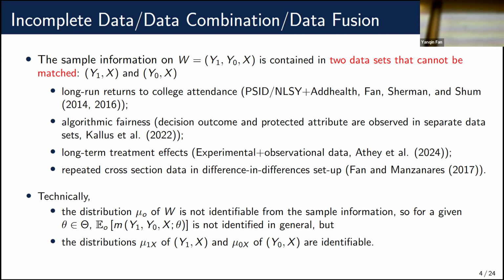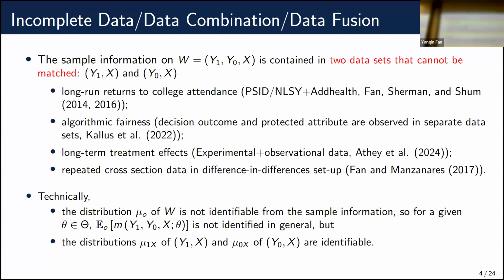And lastly, this is an obvious example. In DID, if we have panel data, then that's not a problem. We can use DID to estimate treatment effects, but oftentimes we don't have panel data. What we have is repeated cross-sections. And for repeated cross-sections, we can't really match the individuals in different time periods. So this is another case of data combination.